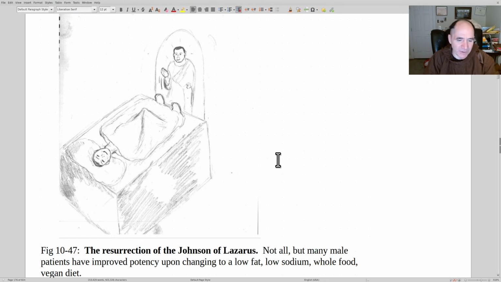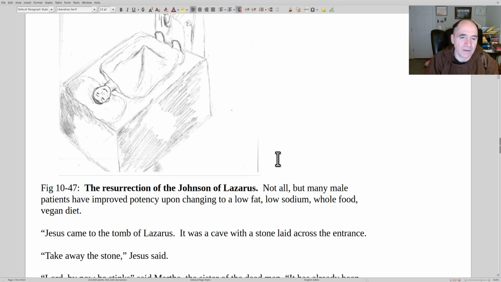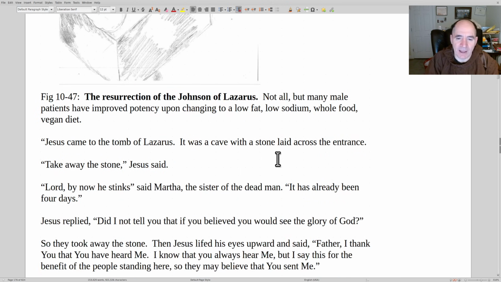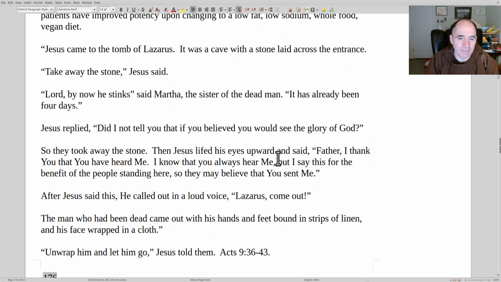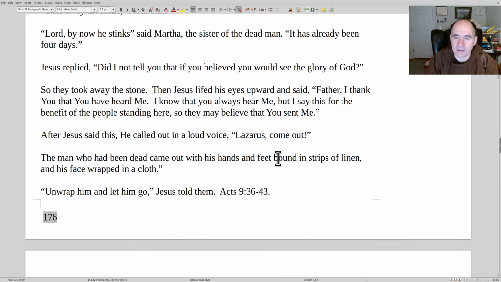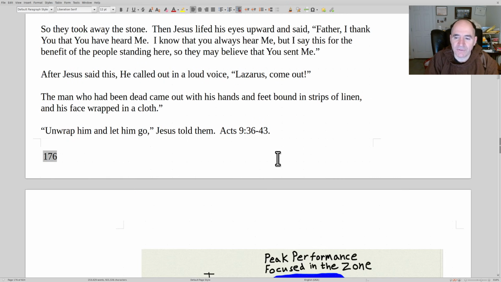Something like that. I have it earlier in the book somewhere else, but I just thought of it. So the Johnson working better is something that makes a lot of men happy, and it may or may not make their wives happy, depending. Okay, so that's the story of Jesus causing Lazarus to come back to life.